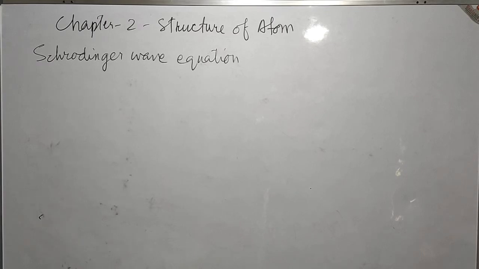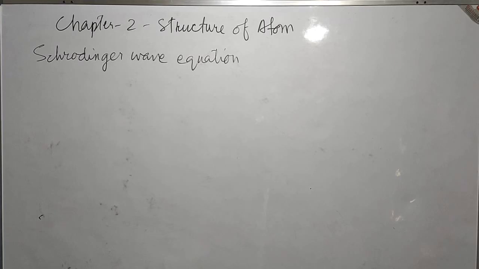So with this view, a new atomic model has been introduced by following some aspects. Those aspects are: the first one is the wave nature of the electron. The second one is the idea of uncertainty in the position of electrons in the atom. And the third one is the concept of fixed energy states. The atomic model which takes into account all these three aspects is commonly referred to as the wave mechanical model of atom or quantum mechanical model of atom.